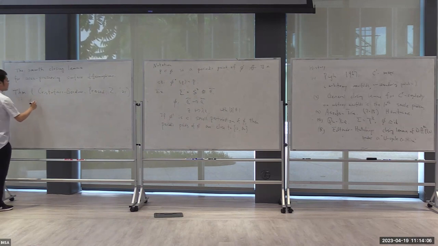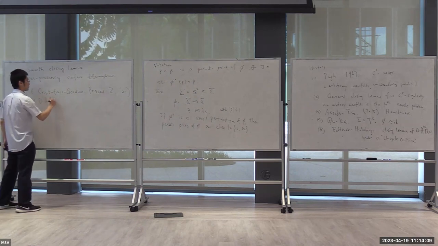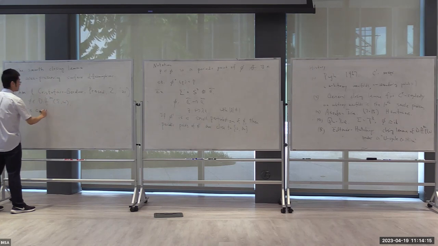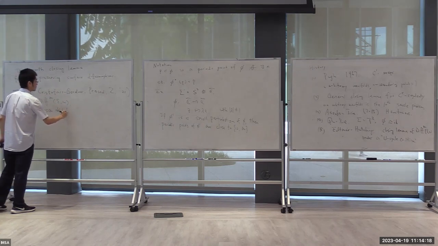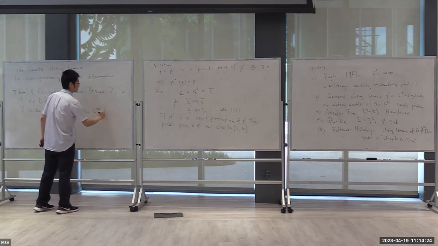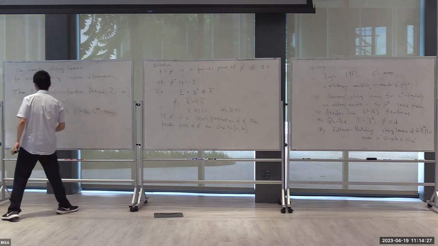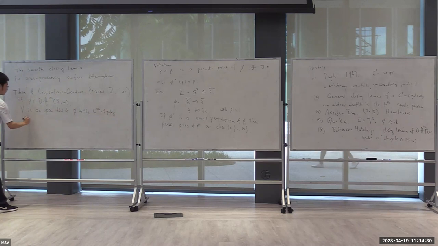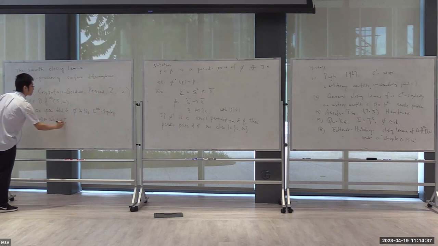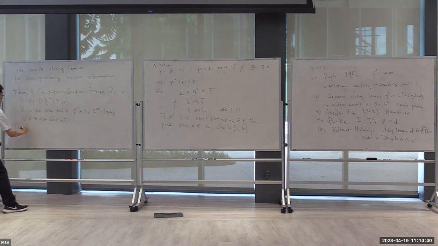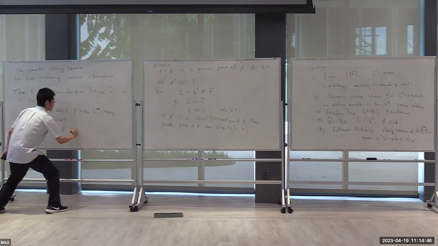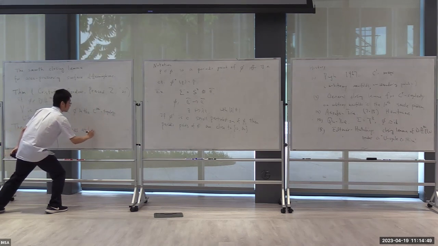If phi is an element and G is an open neighborhood of phi in the C-infinity topology, an open subset, then there exists a phi prime in G such that phi prime has at least one periodic point.